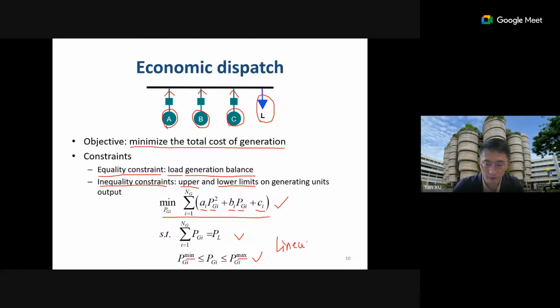Then how about the objective function? Since we have a quadratic term, the objective function is a quadratic one, okay? And of course, a quadratic one remains convex. So the whole problem is a convex problem. Now, as long as we can formulate this in either MATLAB or Python, you can directly call a solver to get the solution. So that is about the economic dispatch model. So economic dispatch, you can see, is very simple, very straightforward.